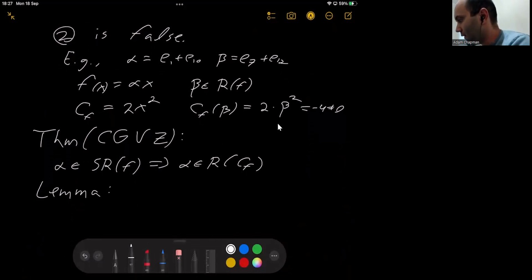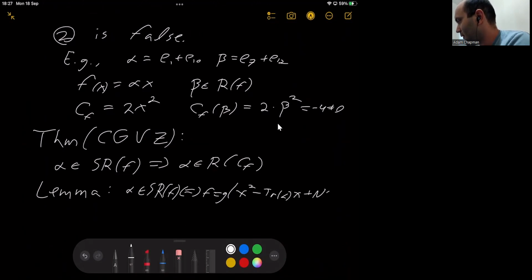And the lemma says that alpha is a spherical root of f if and only if you can factor out a quadratic polynomial. And this quadratic polynomial, surprise, surprise, is the one that you would expect. It's x squared minus the trace of alpha times x plus the norm of alpha.